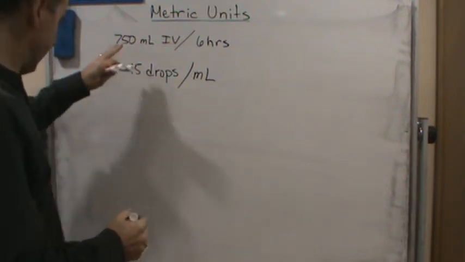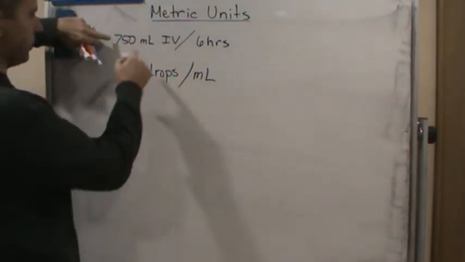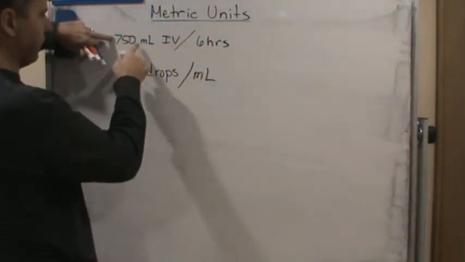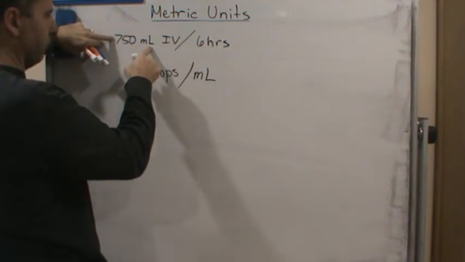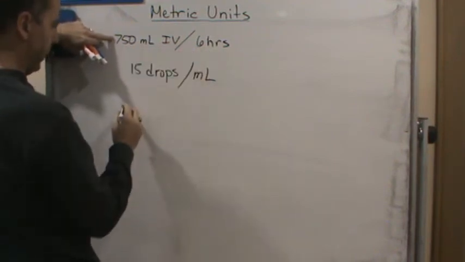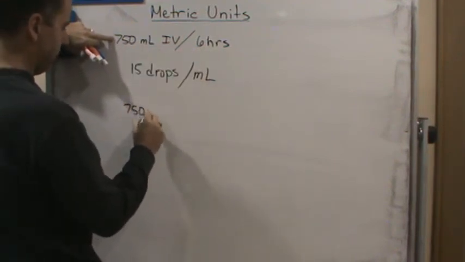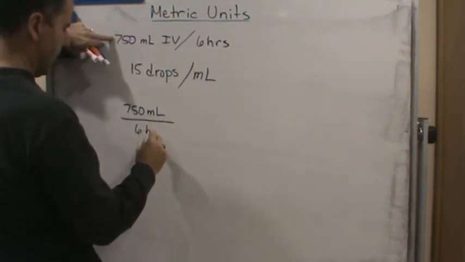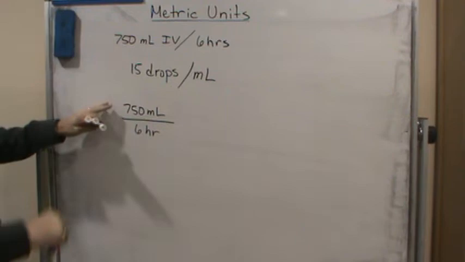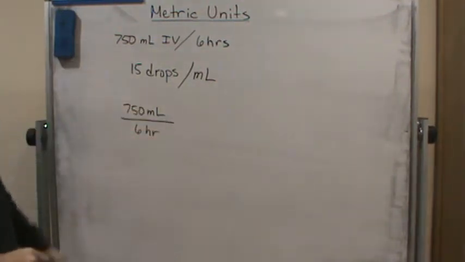So good. So now let's set this up. So we've got our starting factor. We need to do 750 milliliters of IV, for the IV of the medication, over a 6 hour period. So it's 750 milliliters per 6 hours. Now we want to change this rate. Now if we simplify this, we could get milliliters per hour, but we don't want milliliters per hour. The nurse needs to convert this to drops per minute.